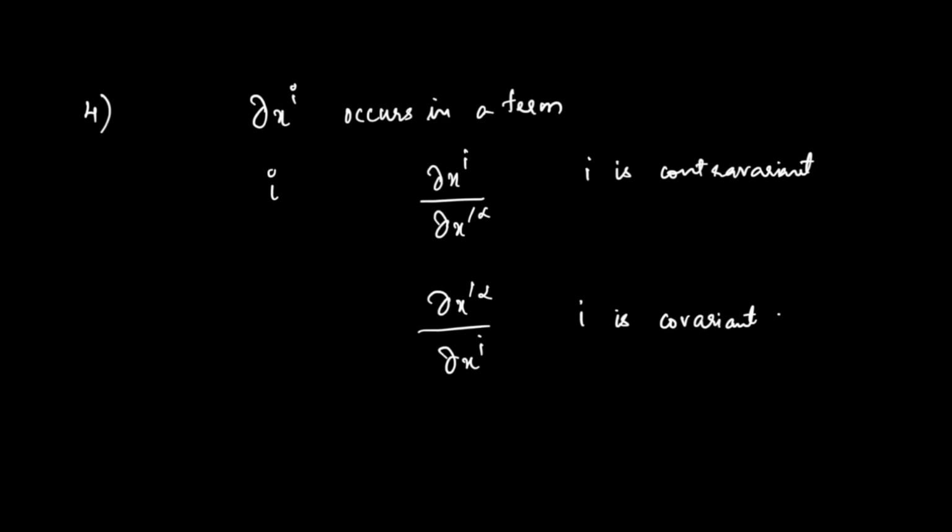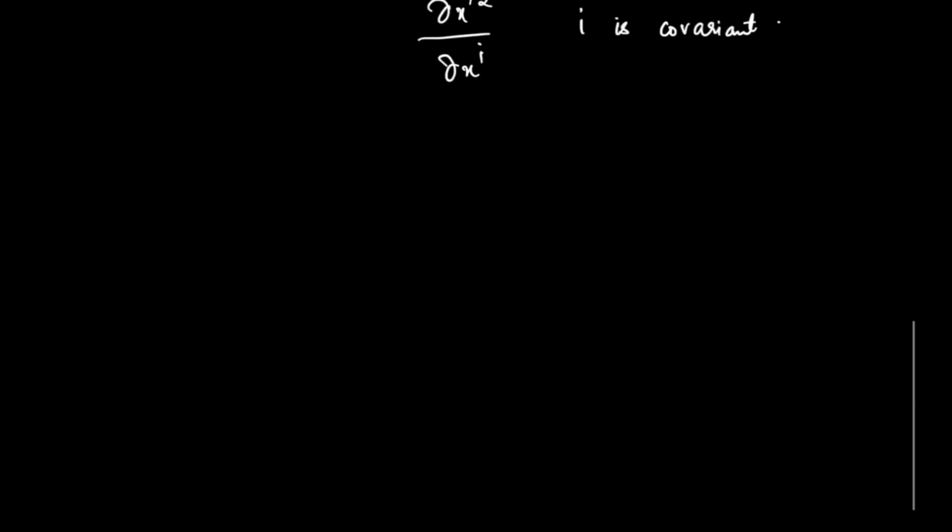Okay. So whenever a partial differential or a coordinate differential such as partial differential of x^i occurs in a term, i has to be regarded as a contravariant index if the partial derivative occurs in the numerator, and as a covariant index if it occurs in the denominator. Now we'll do some problems regarding these rules.